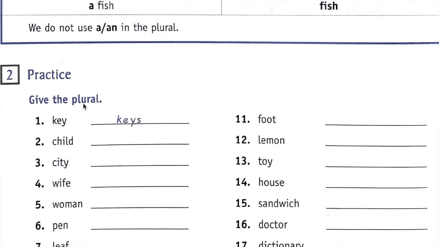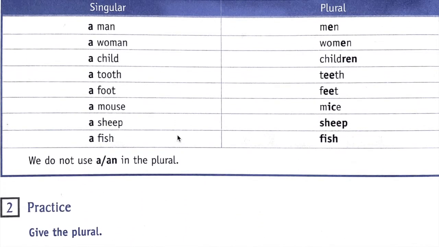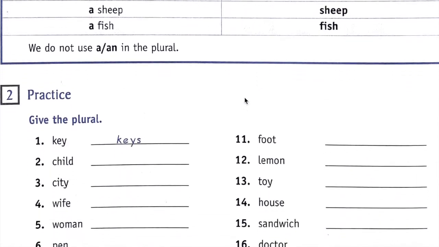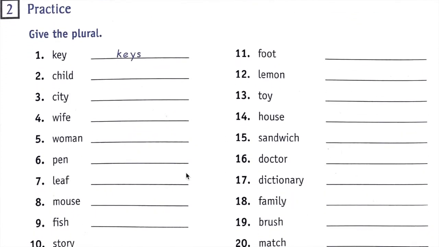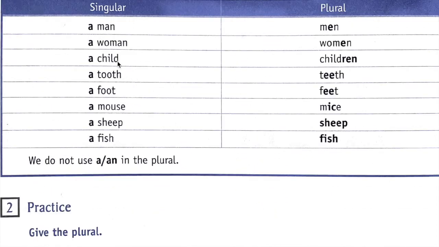In practice 2, you have to give the plural. So, for example, you look at number 1, key becomes keys. That one ends in a Y and just gets an S at the end. But what about child? How do we change that to a plural? Well, we can look at our chart. A child becomes children. So for number 2, you're going to change it to children. So that's what you're going to do from 1 through 20 here. You're going to look at your charts to make sure you know which is the plural form.